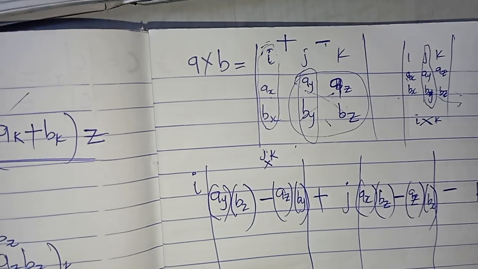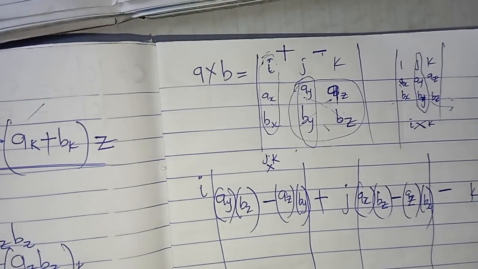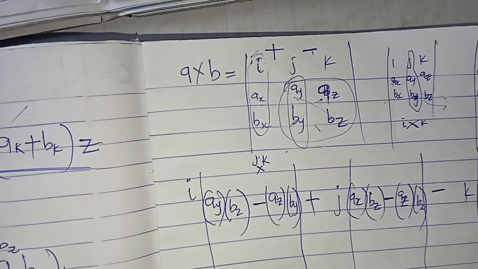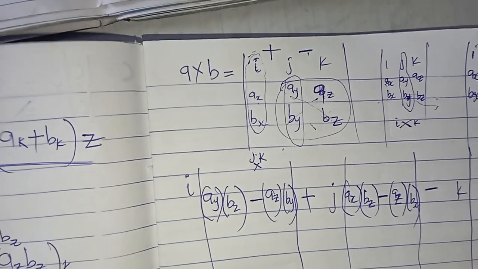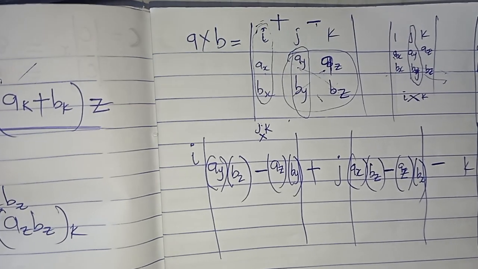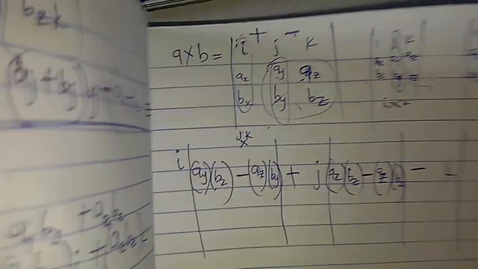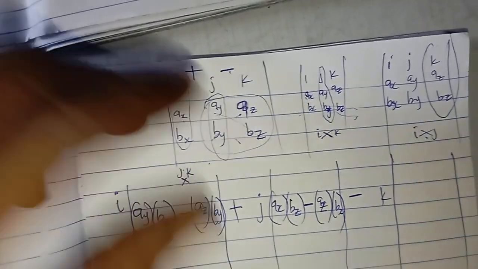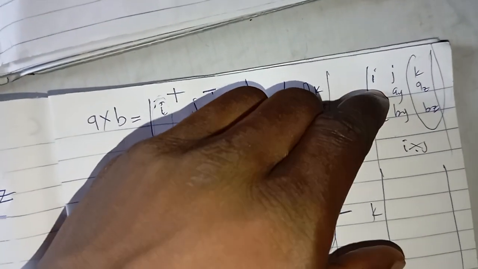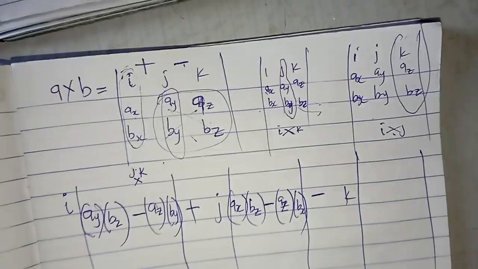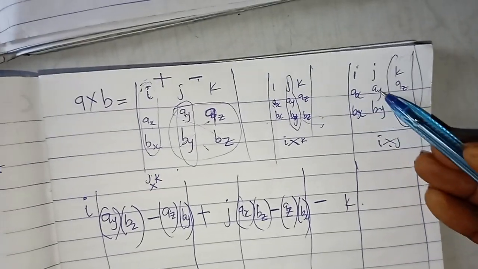So see, J cross K, when we did J and K, it gives you I. J cross K gives you I. So you see that the value we have for I is from J cross K. Then when we did I cross J, it gives you K. So I cross J gives me K. So to get K, we'll cross I and J.